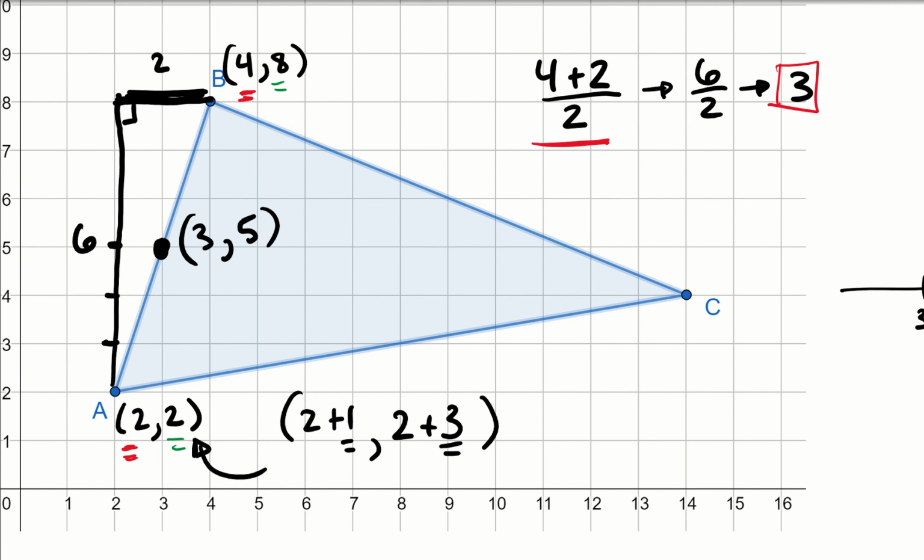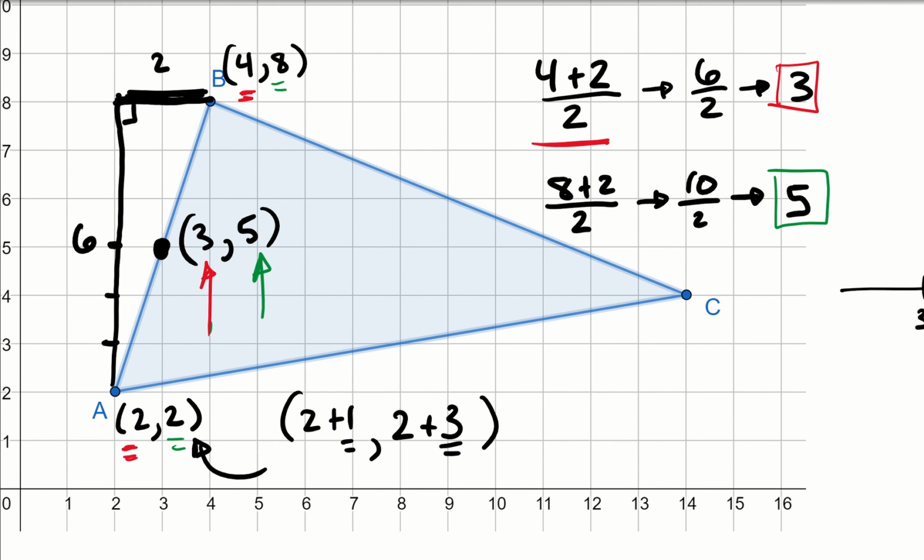And I could do something similar for y then too, right? If the y's are at 2 and 8, well, I can say 8 plus 2, it doesn't matter the order, I'm just taking the two y values, 8 plus 2 over 2. 8 and 2 is 10, and half of 10 is 5. So my y value ends up being at 5. So my midpoint is where y is 5 and x is the number 3.